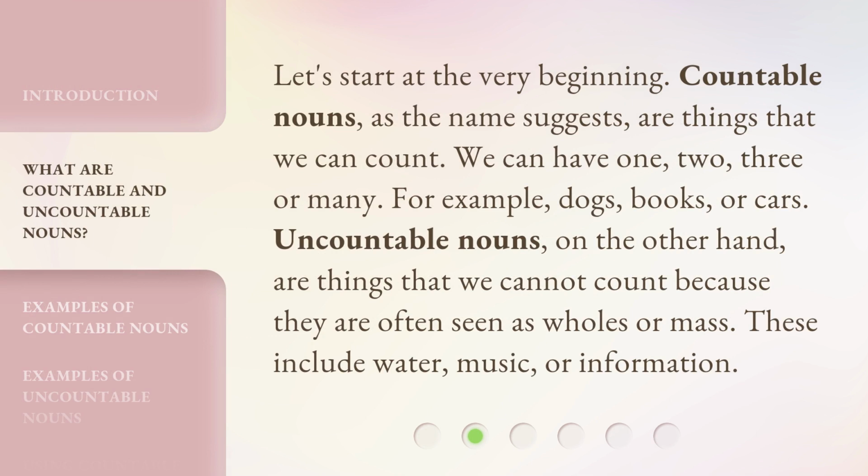Let's start at the very beginning. Countable nouns, as the name suggests, are things that we can count. We can have 1, 2, 3 or many. For example, dogs, books, or cars. Uncountable nouns, on the other hand, are things that we cannot count because they are often seen as wholes or mass. These include water, music, or information.